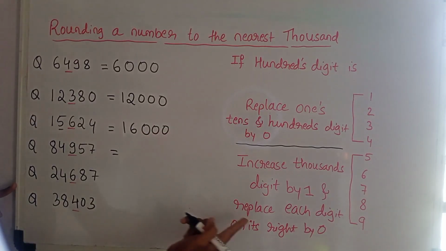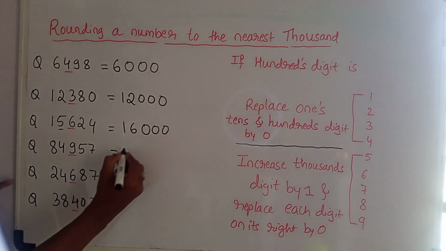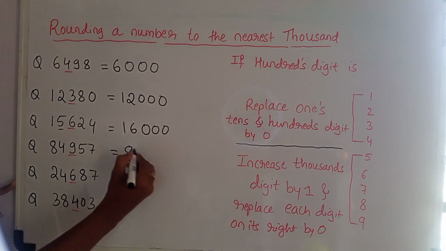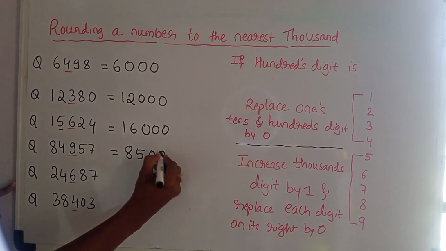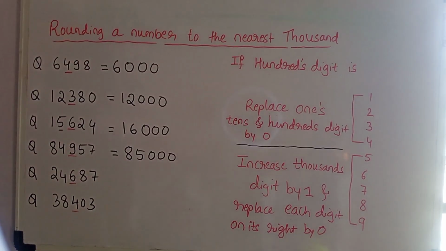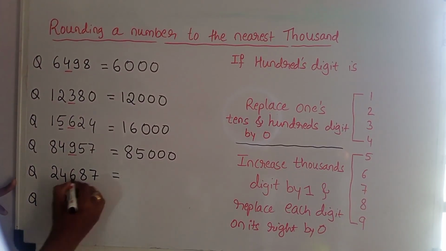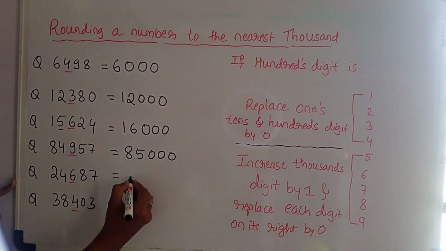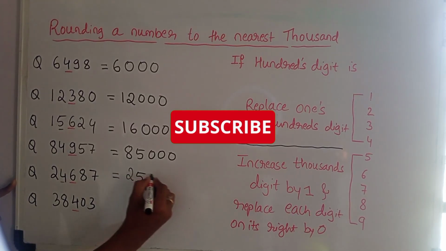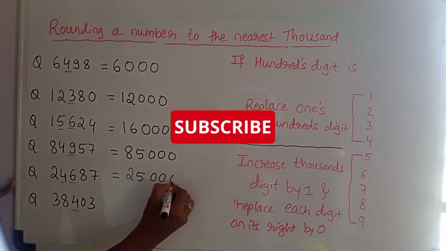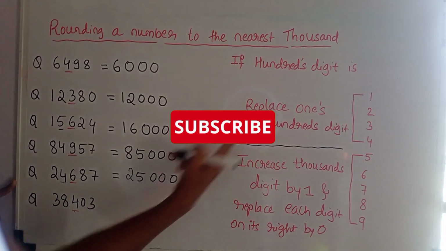Check the hundreds digit. As 9 is greater than 5, increase thousands digit by 1, 85 remaining as 0, 85,000. Here 6 is greater than 5, increase thousands place by 1, 25 and remaining digits as 0, 25,000 is the correct answer.